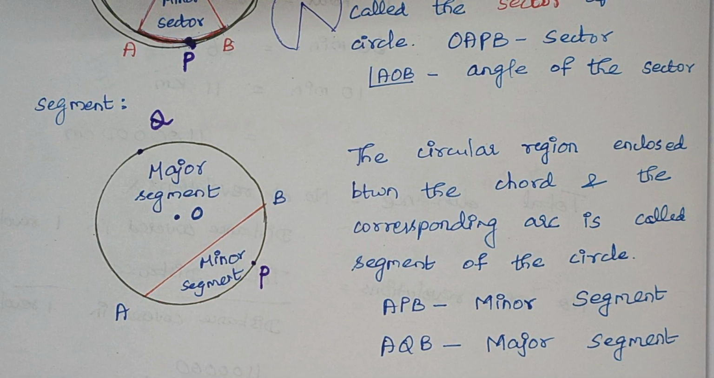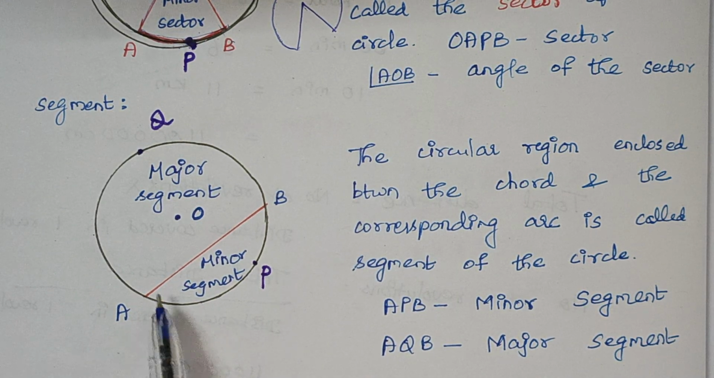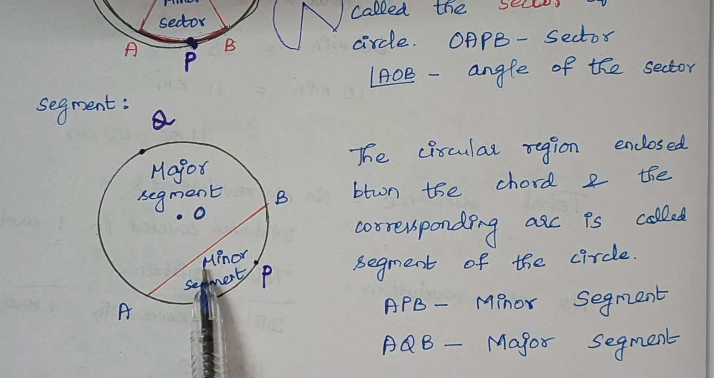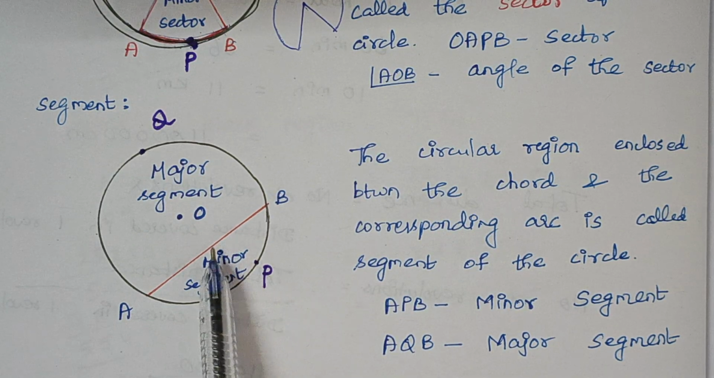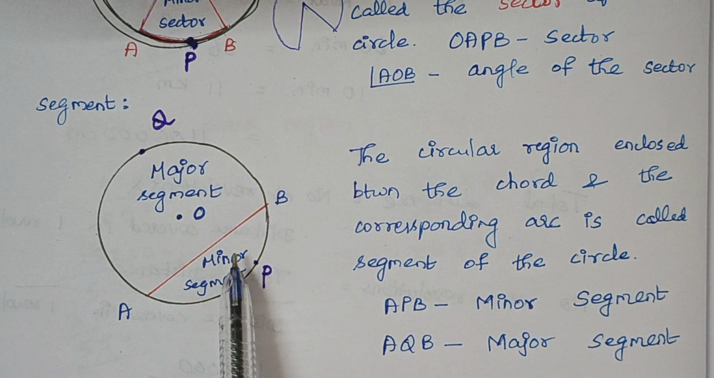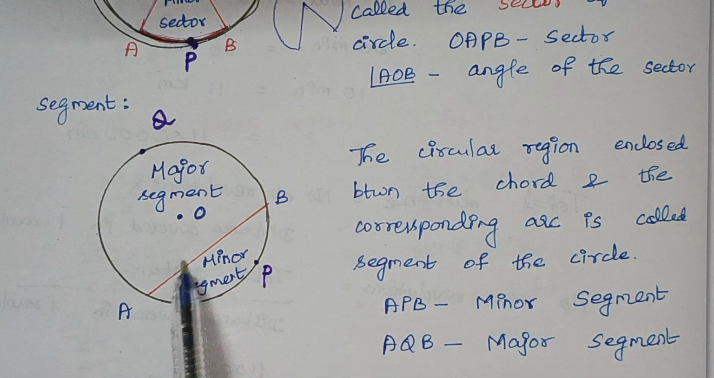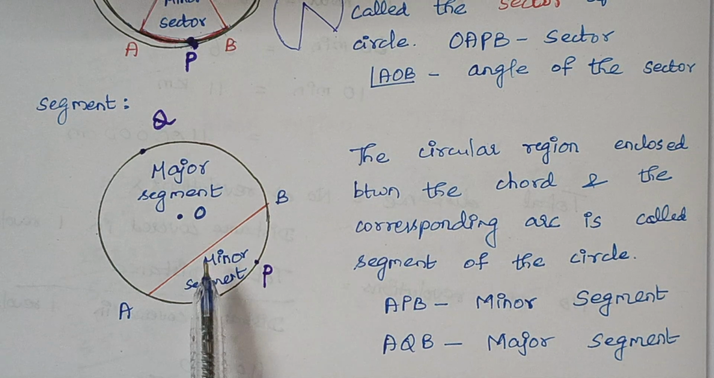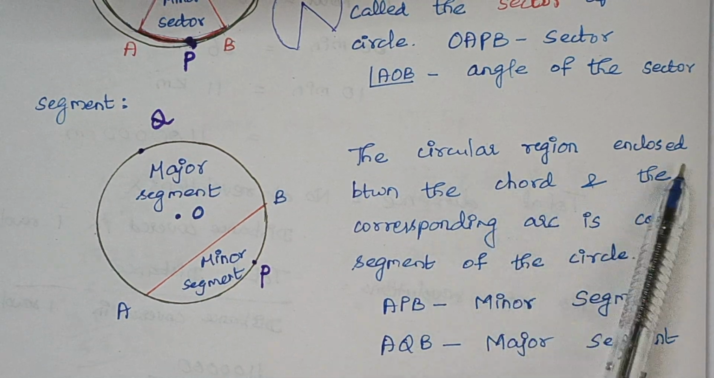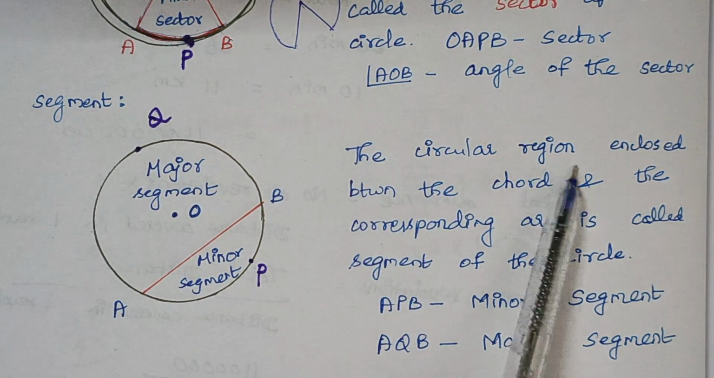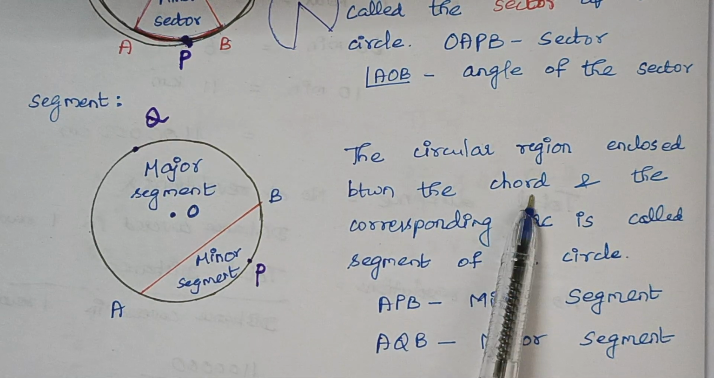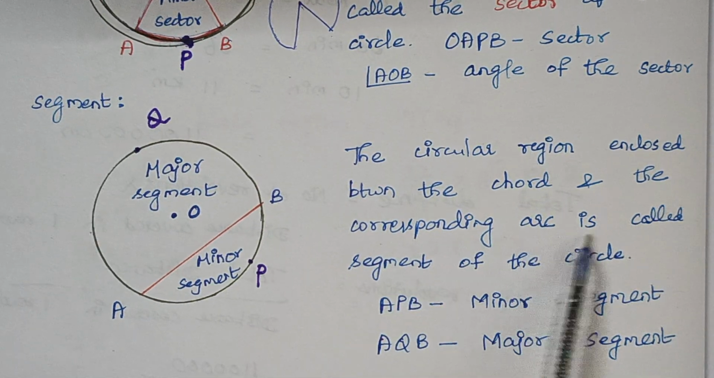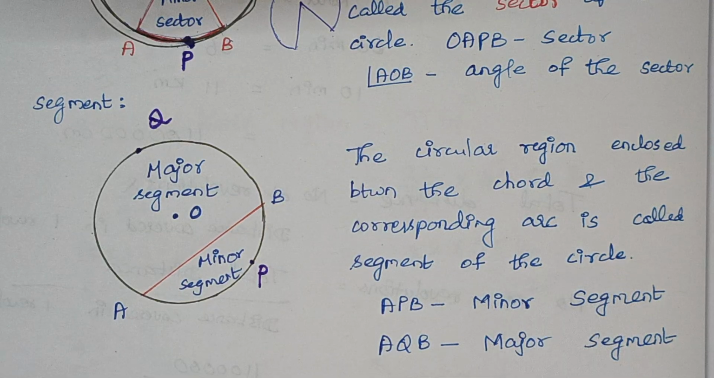So here, what do you mean by segment? Again you see a circle is divided into 2 parts, right? The part which is smaller in size is known as minor segment, and the part which is bigger in size is known as major segment. Right. So here you see the definition. The circular region enclosed between the chord and the corresponding arc is called the segment of the circle.